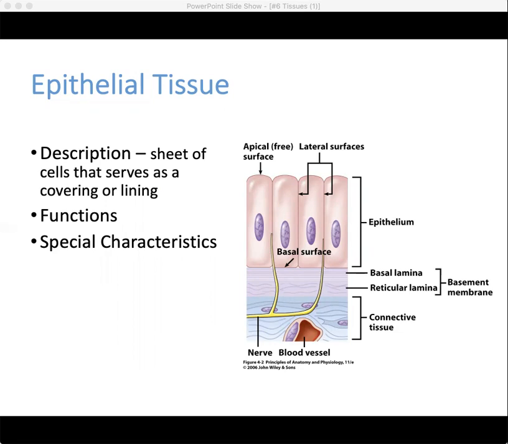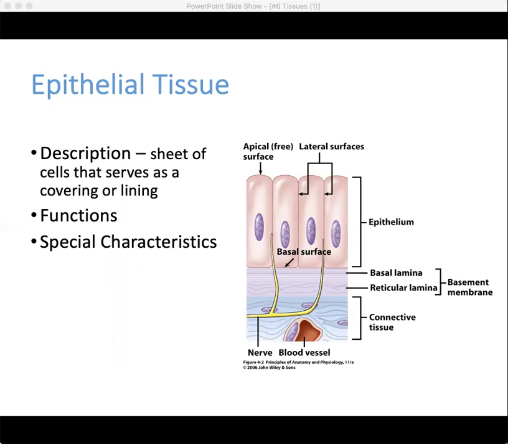It also allows for excretion, which is basically getting rid of waste products. Secretion, which is secreting a product onto the epithelial tissue surface. That could be something like oil, for example. And also sensory reception. There are sensory receptors found in epithelial tissue, which allow for it to detect different types of sensations. All right, so now I'll go over some special characteristics of epithelial tissue.